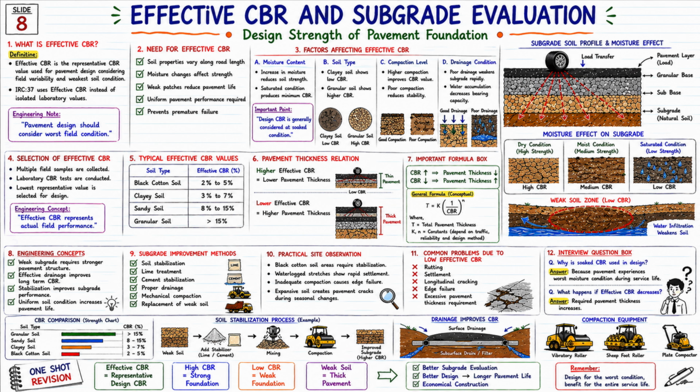Now let us look at the eighth topic. Engineering concepts. Weak subgrade requires stronger pavement structure. Effective drainage improves long-term CBR. Stabilization improves subgrade performance. Uniform soil condition increases pavement life.